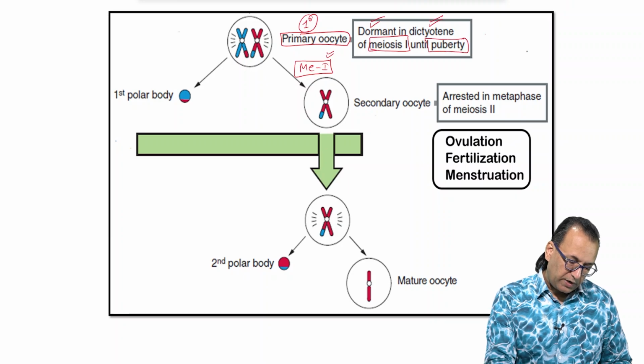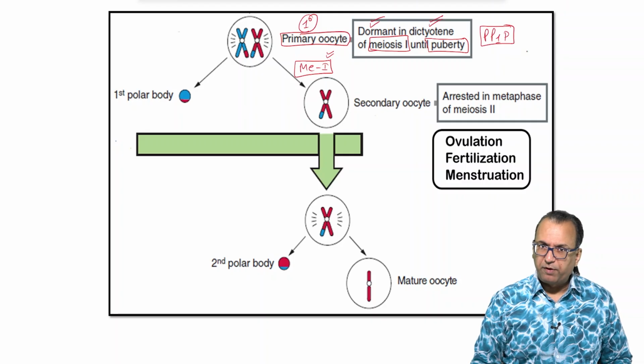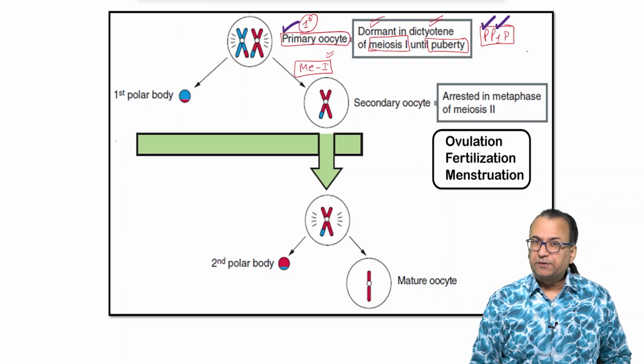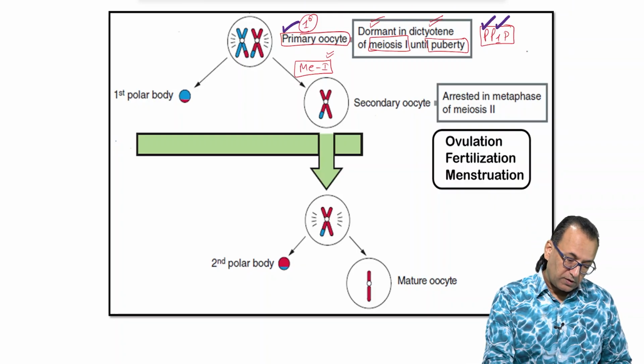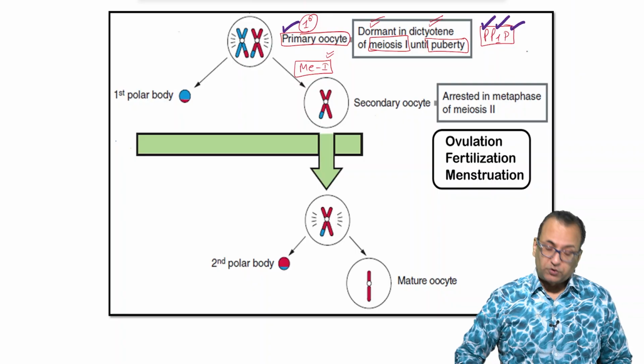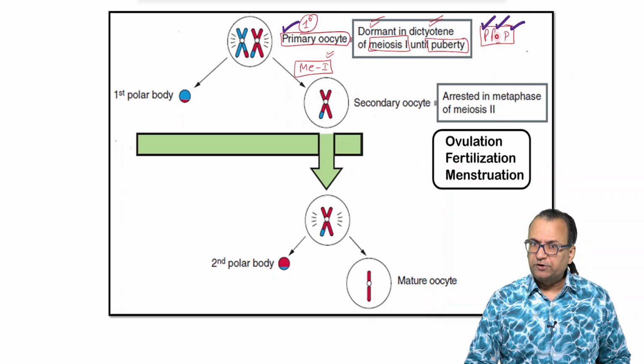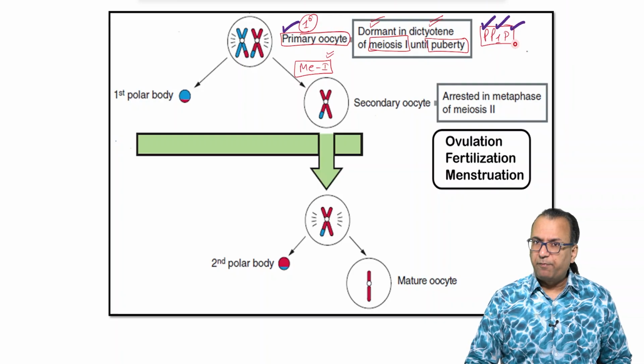You can remember one mnemonic, PP1P. Now, what is the full form of this PP1P? The first P is primary oocyte, the second is P1, prophase 1, and in prophase 1 also, till puberty. So your mnemonic is PP1P. That means the primary oocyte would have already entered meiosis 1 but will be arrested in prophase 1. In prophase 1 also, it is in the dictyotene or diplotene stage till puberty.